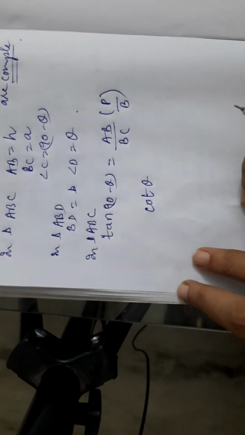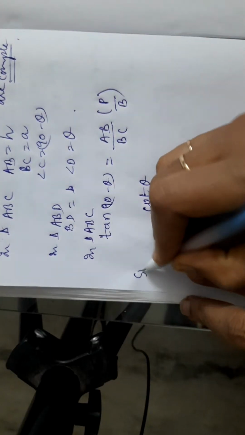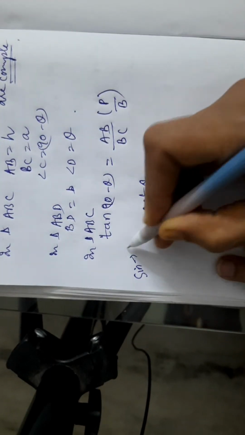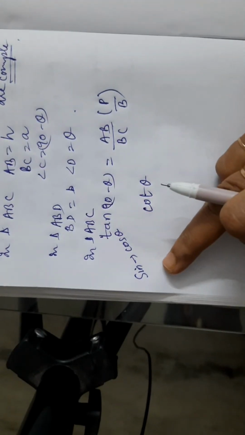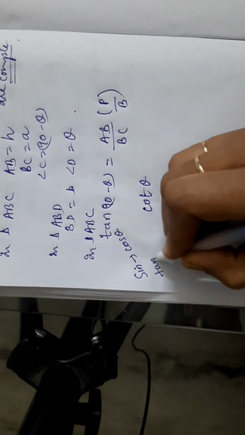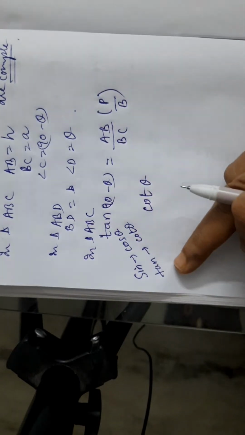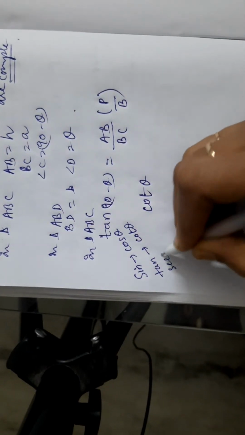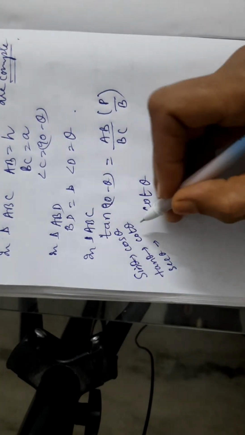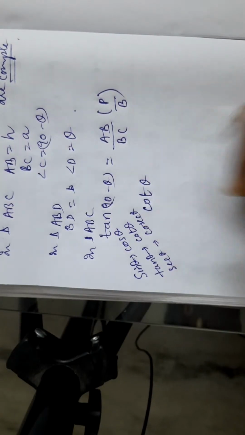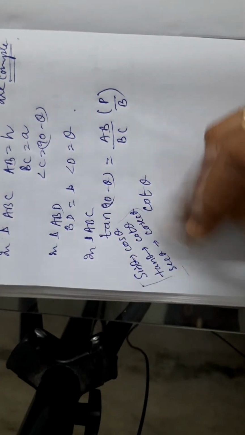Most probably all of you are already familiar with the formulas. If it is sin of 90 minus theta, we convert it to cos theta. If cos of 90 minus theta is there, it will change to sin theta. If tan of 90 minus theta is there, it will change to cot theta. Cot will change to tan. If it is sec of 90 minus theta, it will change to cosec theta. These are the formulas for 90 minus theta.